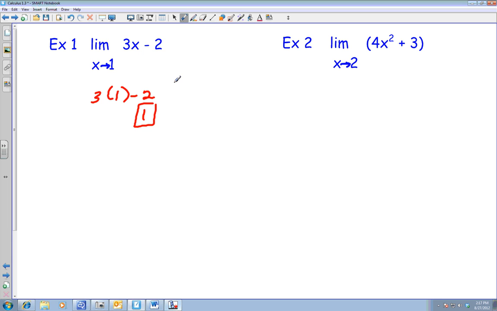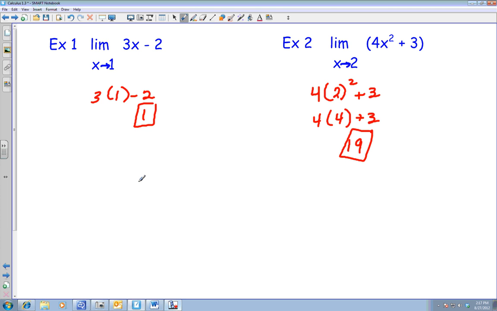Now the reason why you would not be able to use direct substitution is if you directly substitute something in and got 0 in the denominator. These, they're not even fractions, so I can use direct substitution on these. Example 2, find the limit as x approaches 2 of 4x squared plus 3. So using direct substitution, I'm going to substitute my 2 in. So 4 times 2 squared plus 3. Don't forget to follow the order of operations, so I'm going to do my 2 squared first. So 4 times 4 plus 3, 16 plus 3, 19.